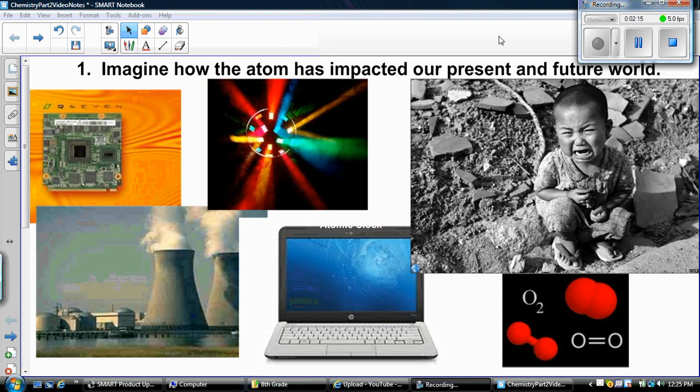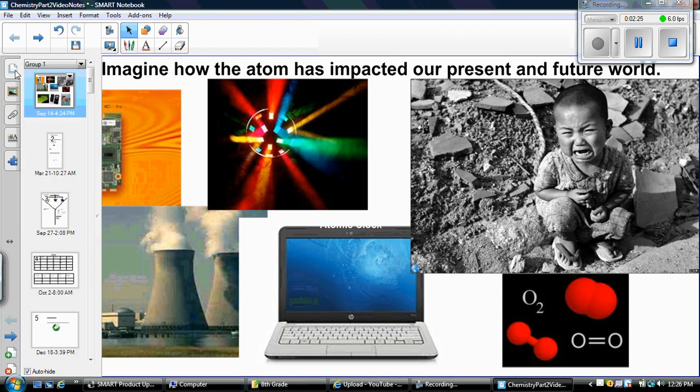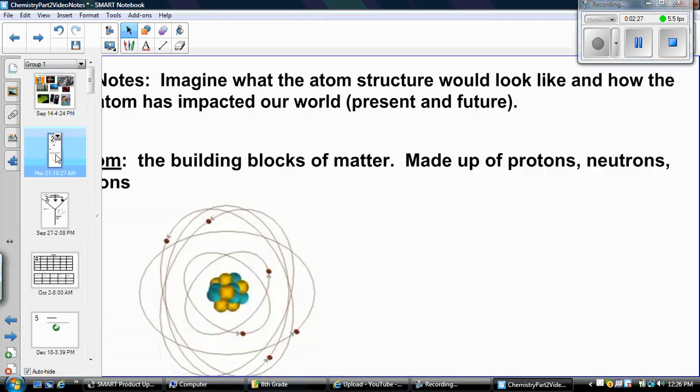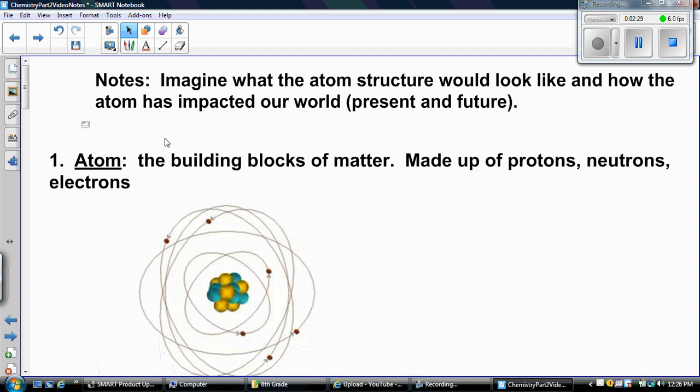So that's just one example of how our information about the structure of matter, atoms, have impacted our world. Okay, so our essential question for the day is imagine what the atom structure would look like and how the atom has impacted our world, present and future.